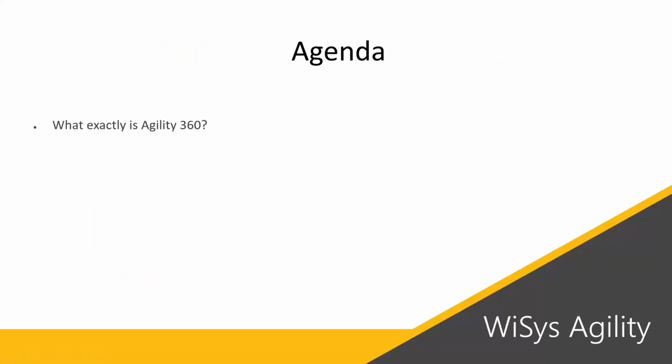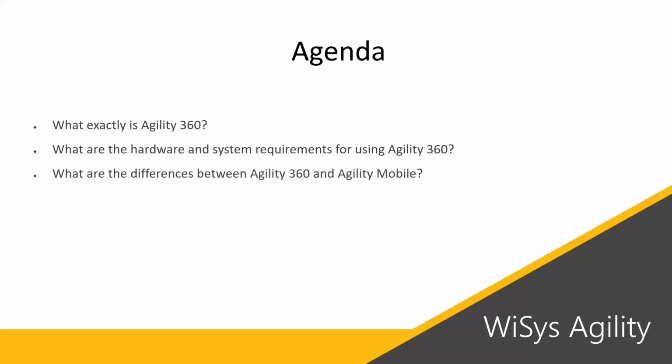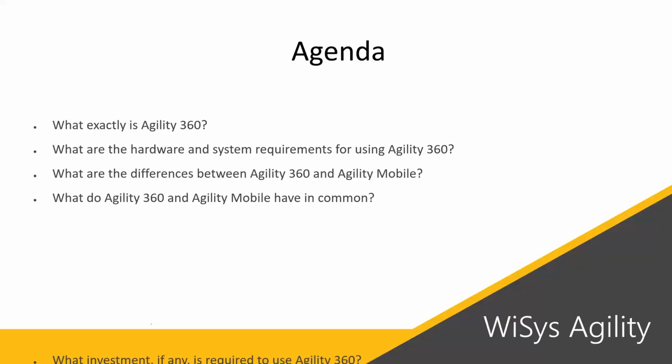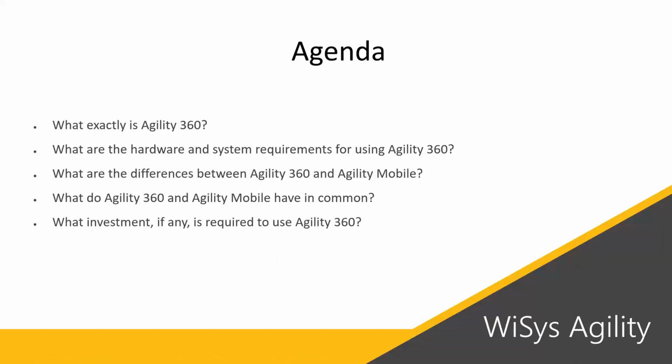Well, we're going to define exactly what is Agility 360. And then we're going to talk a little bit about the hardware and system requirements needed to make it work. And then what are the differences between Agility 360 and Agility Mobile, which has been our solution for the past 10 years. I think I've been with the company for 11 years, and there was the RDP solution, Agility Mobile, came out just about 10 years ago. And then not only what's different about them, but what do they have in common? And then finally, is there any sort of an investment that you need to make Agility 360 work?